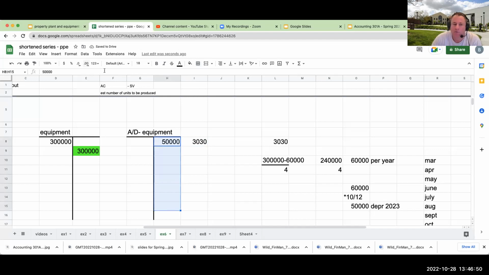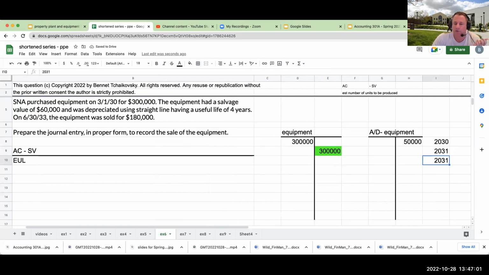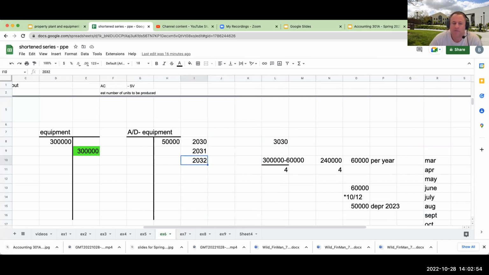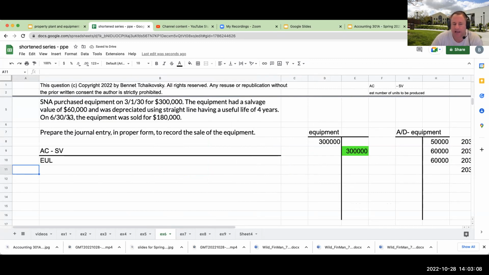Okay, so right over here, this is 2030. So that's the first year. How much should I take in 2031, and how much should I take in 2032? So we've got 50,000 of depreciation recorded for 2030. For 2031 and 2032, because we're using straight line, we're just going to go ahead and take the 60,000 per year depreciation.